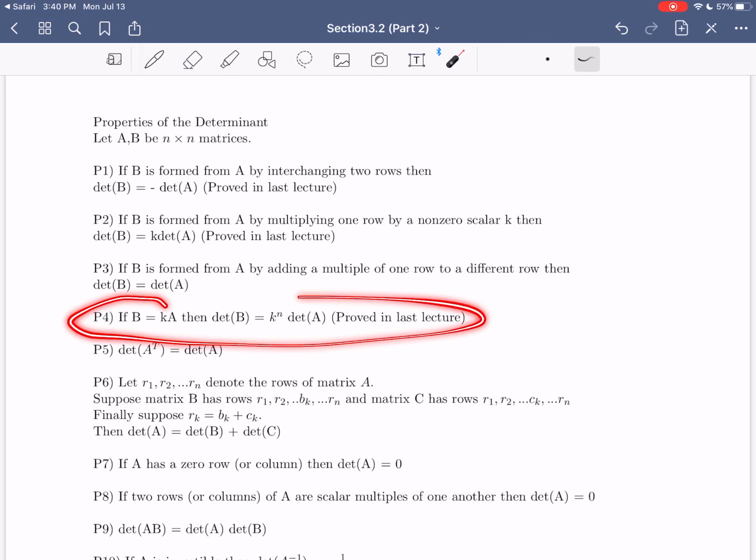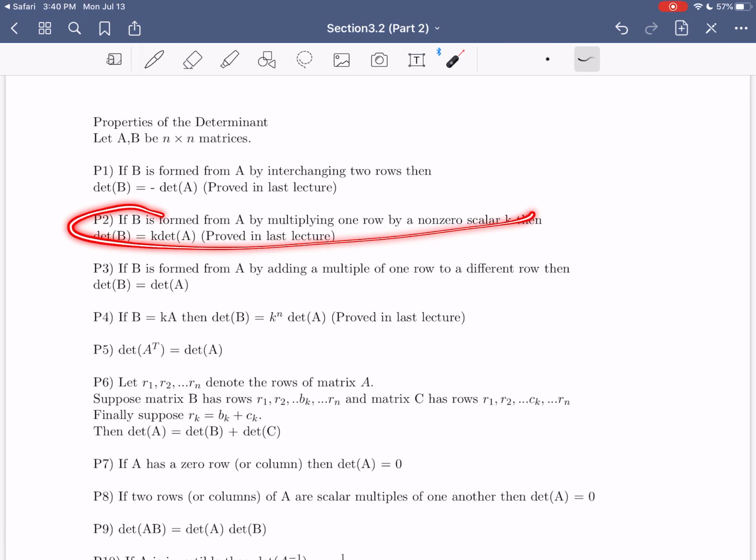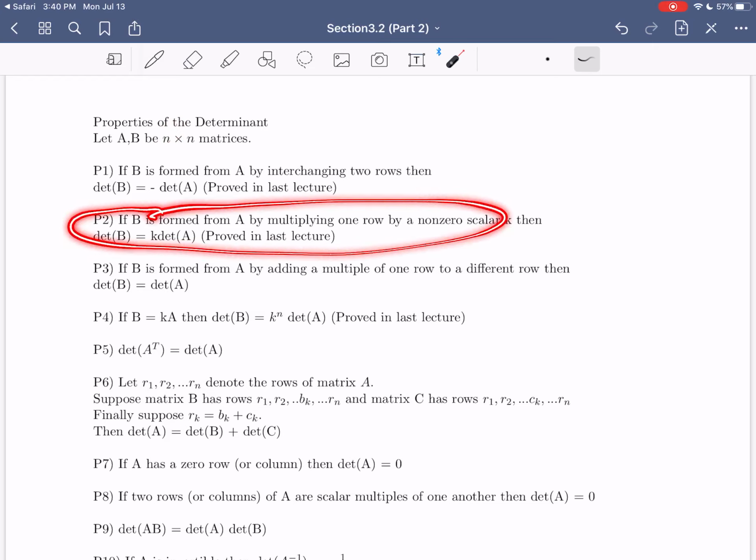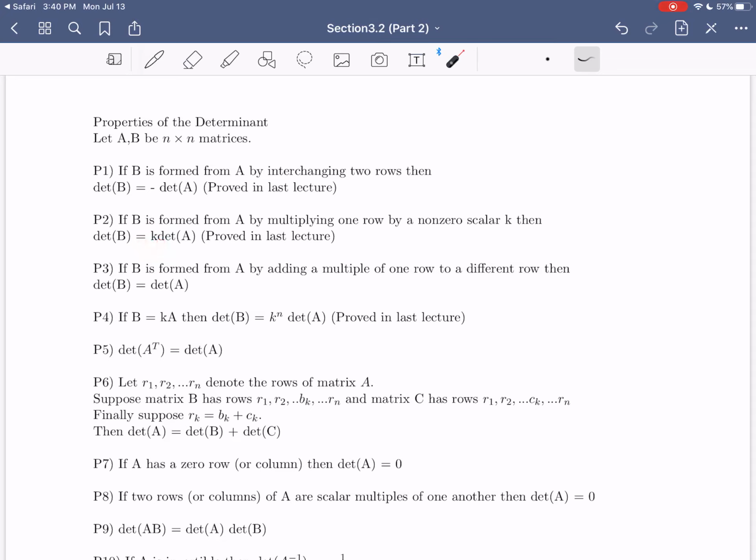Property 4, which we actually stated as a corollary of property 2, said that if B is equal to kA, so in other words, if matrix B is a scalar multiple of matrix A, then the determinant of B is equal to k to the n times the determinant of A. And remember the way that we proved this, and proved in quotation marks because we just gave a short verbal proof, is that if you do k times A, you multiply each of the rows of A by the scalar k. Since A is n by n, it has n rows, which means you perform this operation n times. So you get n factors of k, which is why it's k to the n.